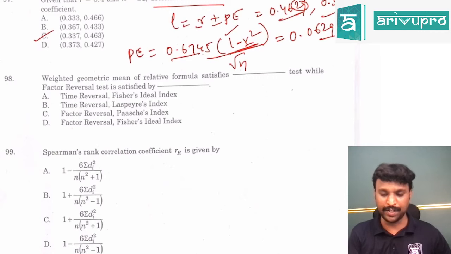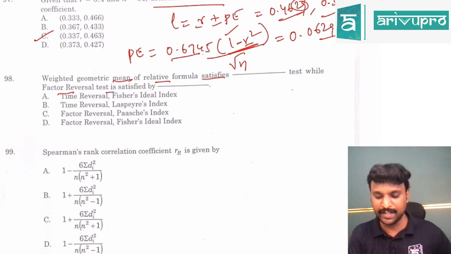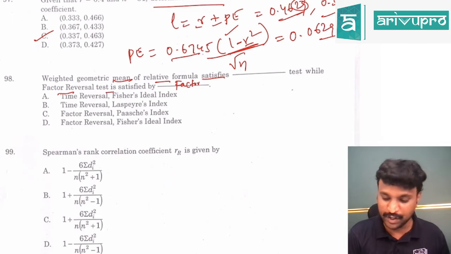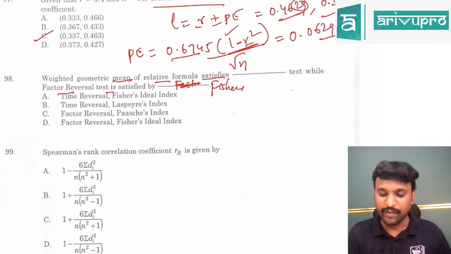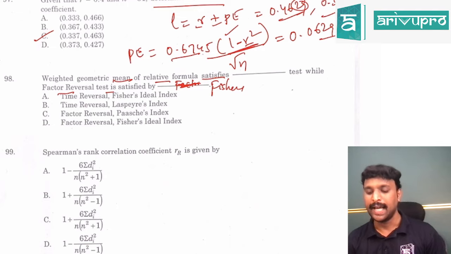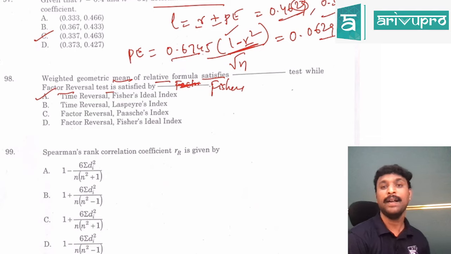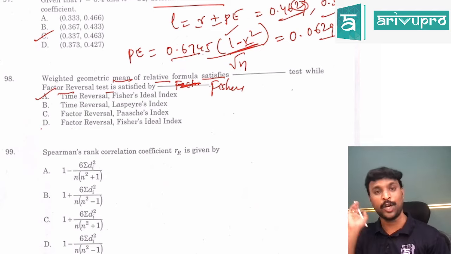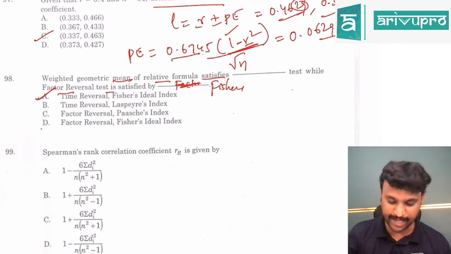Guys, look at the 98th question. Weighted geometric mean of relative formula satisfies dash test, while the factor reversal test is satisfied by definitely Fisher's. Alright. Fisher's, I'm sorry. And then guys, weighted geometric mean of relative formula satisfies time reversal test, because if you see option D, factor reversal test is satisfied only by Fisher's. So definitely weighted geometric mean of relative formula satisfies time reversal test. So option A is the answer.